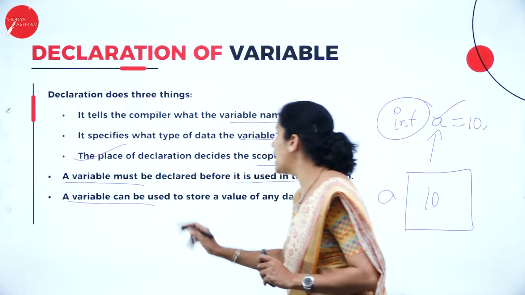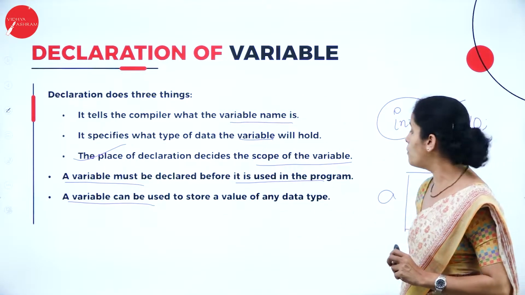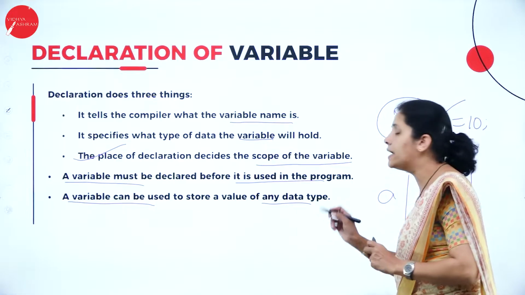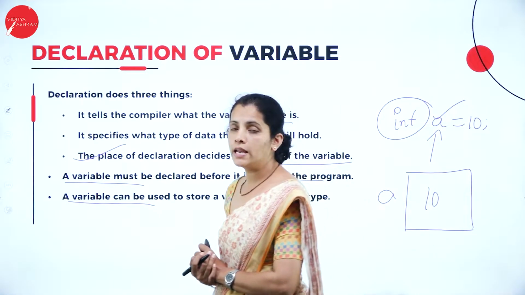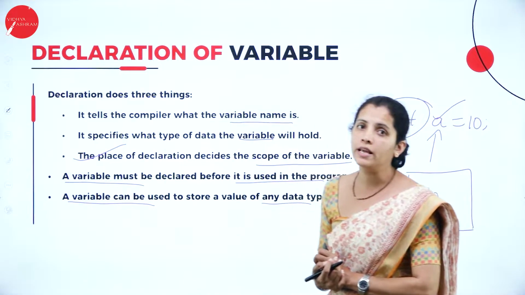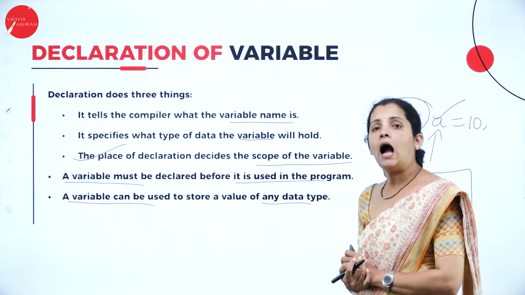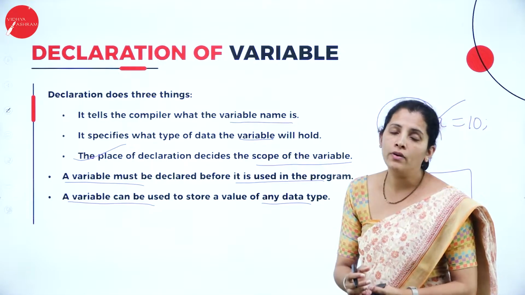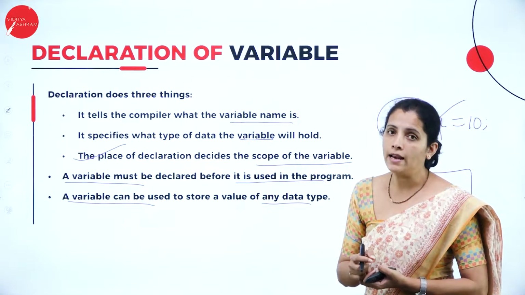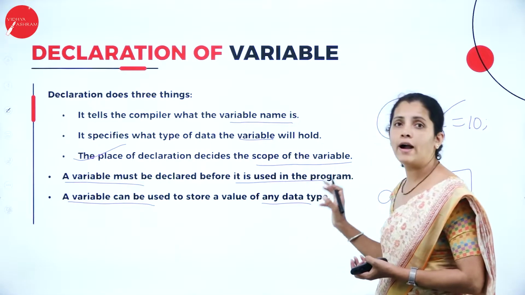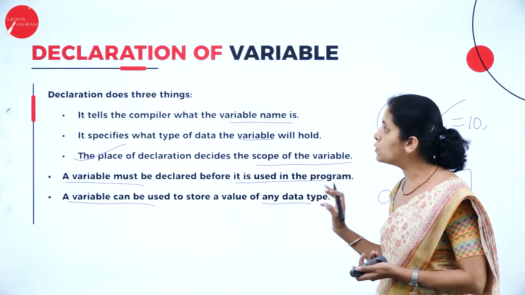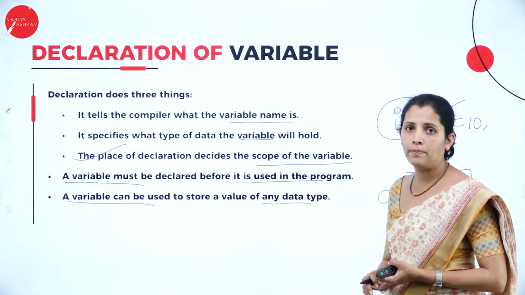A variable can be used to store a value of any data type. So what is variable here? What is the need of variable? It's mainly used to store values, and any kind of data item value or data type value I can store by using variables.